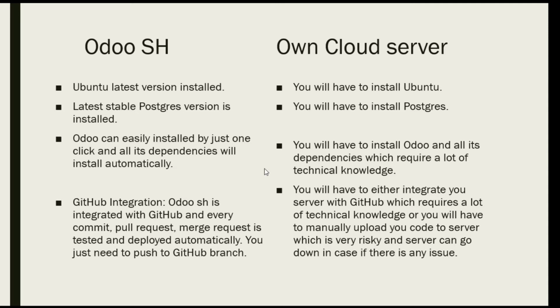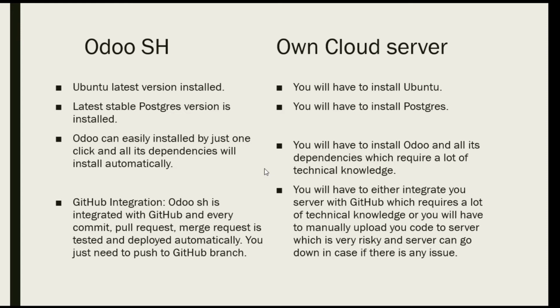Odoo.sh is integrated with GitHub, and if you have a GitHub account, you can create odoo.sh projects. So it is very easy to deploy code on odoo.sh. You just need to commit your code to the GitHub repository, and it will automatically be pulled on the server, and the server will restart automatically, and it will be deployed and tested automatically.